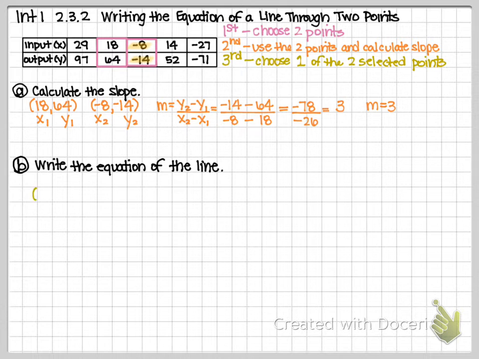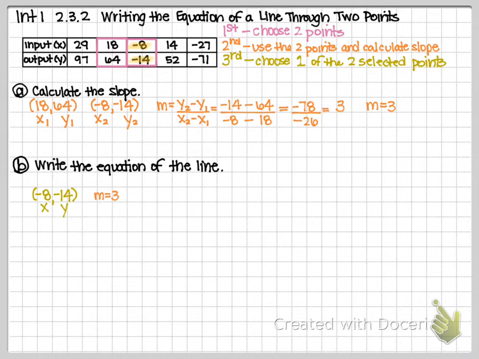So -8, -14. At the same time, I'm going to bring my slope down as well. So I know m equals 3. We are now at the exact same stage as we were with the warm-up, because we have the slope, 3, and we have a point. So I'm going to identify my point as my x, y.